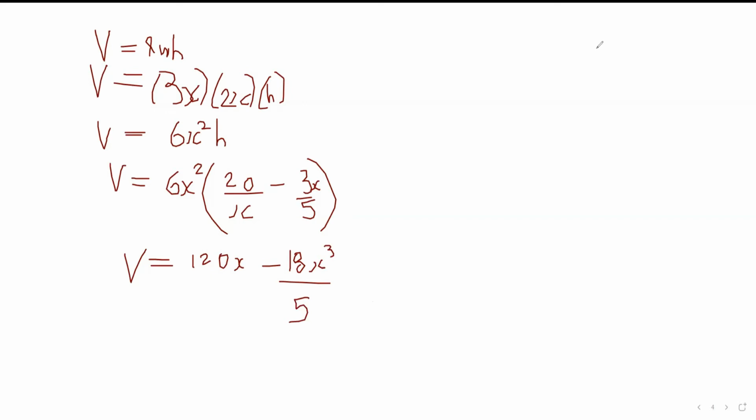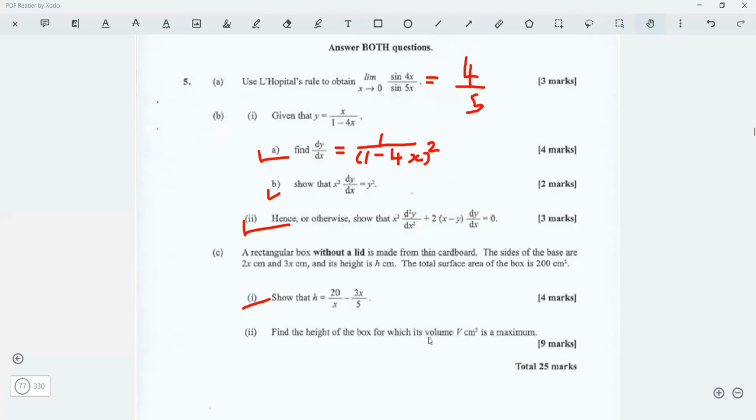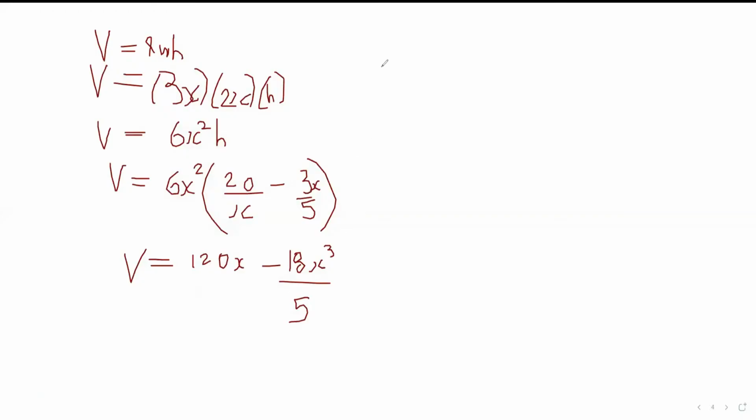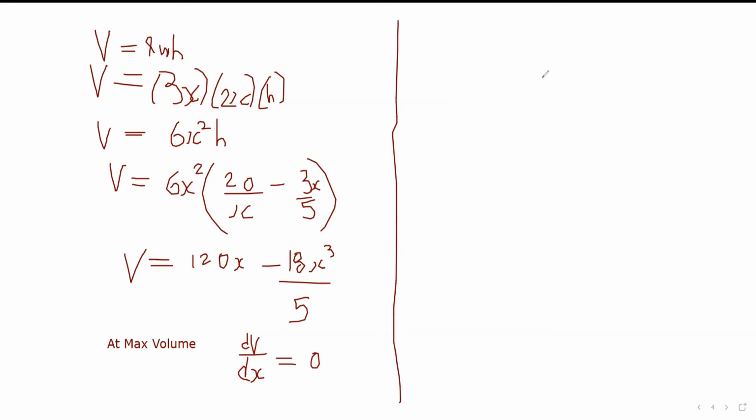Now, what are we trying to find again? I think where the volume is maximum. Find the height of the box when the volume is maximum. So we need to find V max. But Marika, at a maximum point, we know that the derivative is 0. So at max volume, we know that dV by dx equals 0. Yeah. So now all we need to do is differentiate that formula right there.